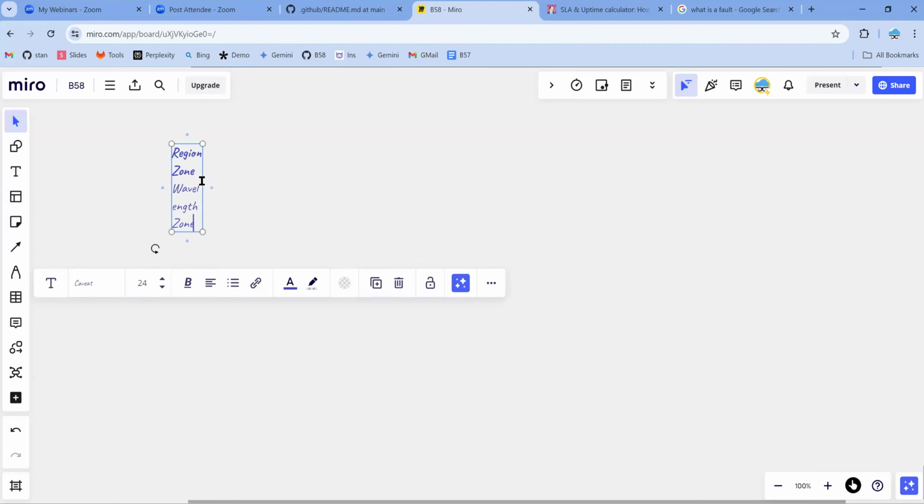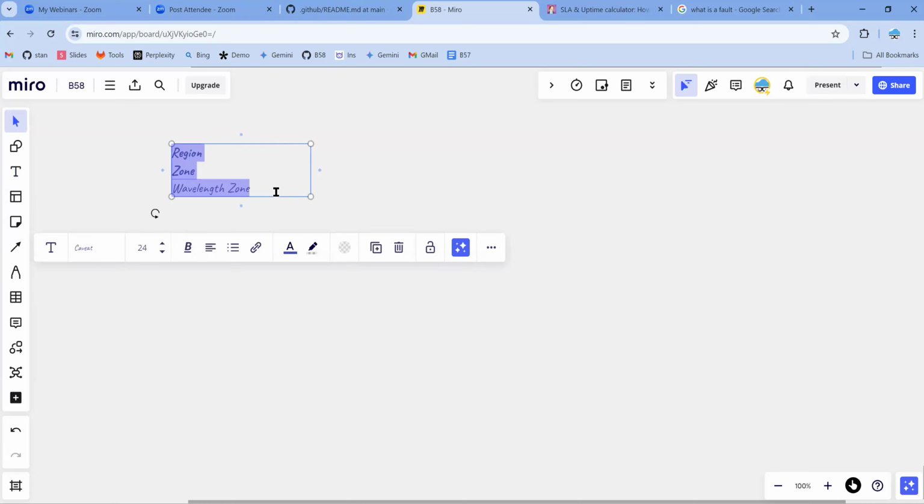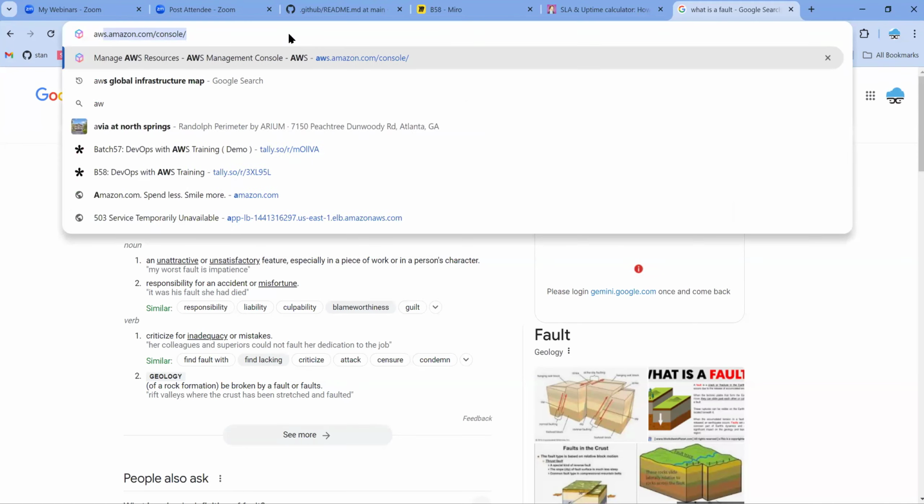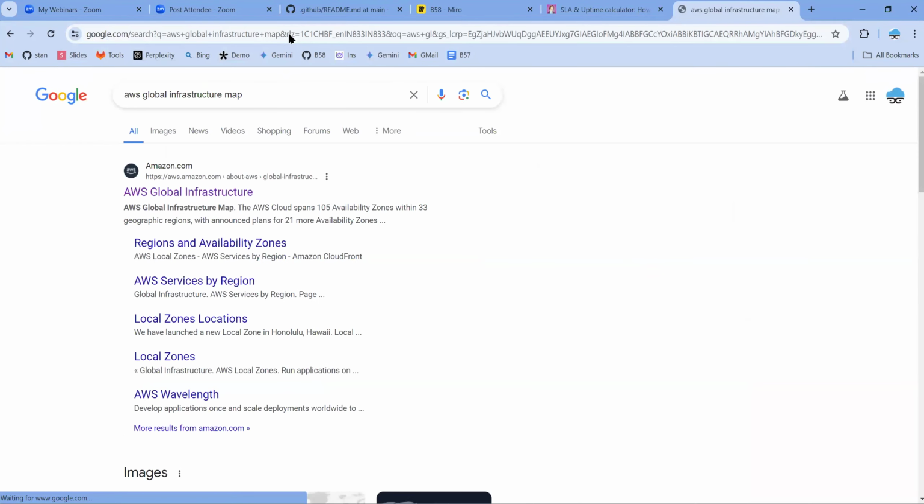Okay, this wavelength zone is something that is recently introduced. Okay, what is this wavelength zone? Let's discuss it. What is this wavelength zone? Again, you don't get an opportunity to work on this, but it's always essential.